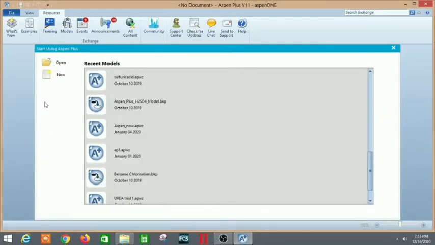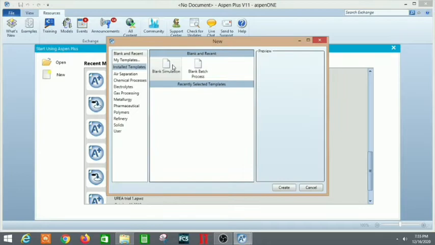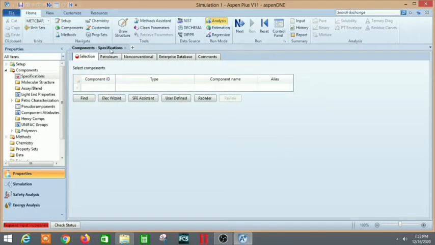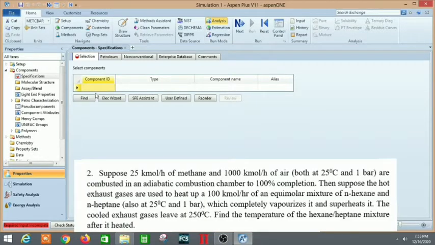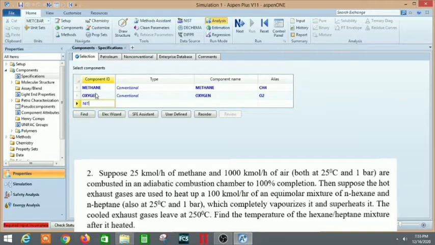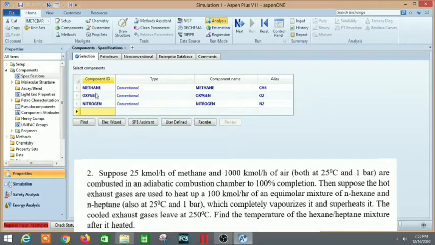We open Aspen Plus and select new and a blank simulation, and let's create it. According to our question, we are doing a combustion of methane. So let's select the components in the properties tab. The components are methane. Then in the air we have oxygen and nitrogen. Then we have carbon dioxide and water as the products of the combustion of methane and oxygen.